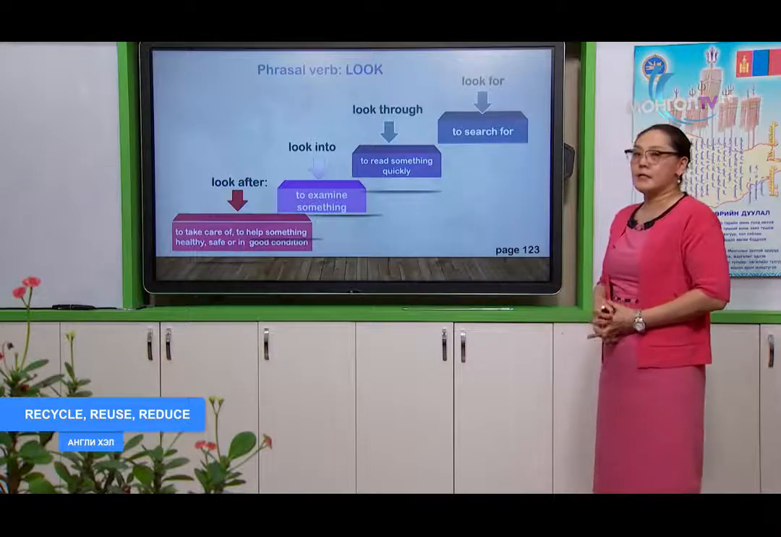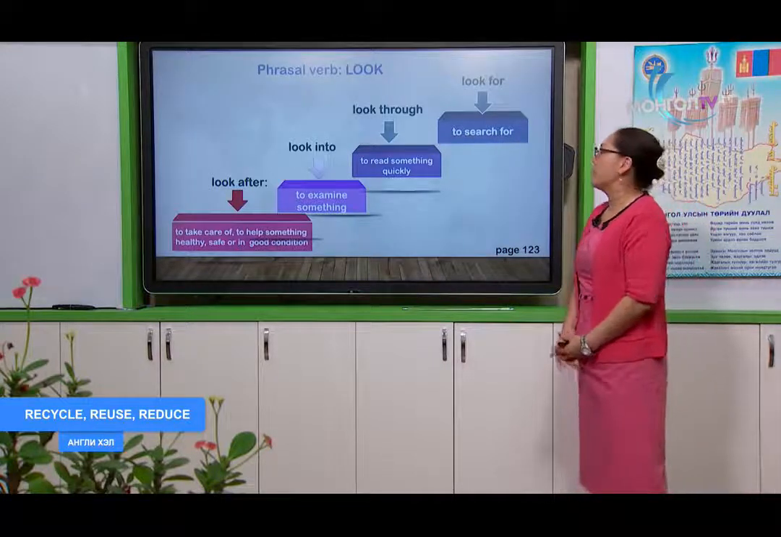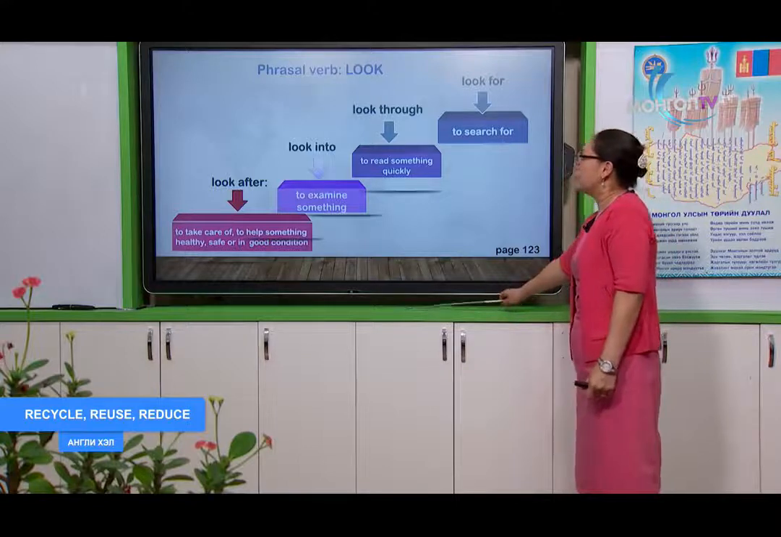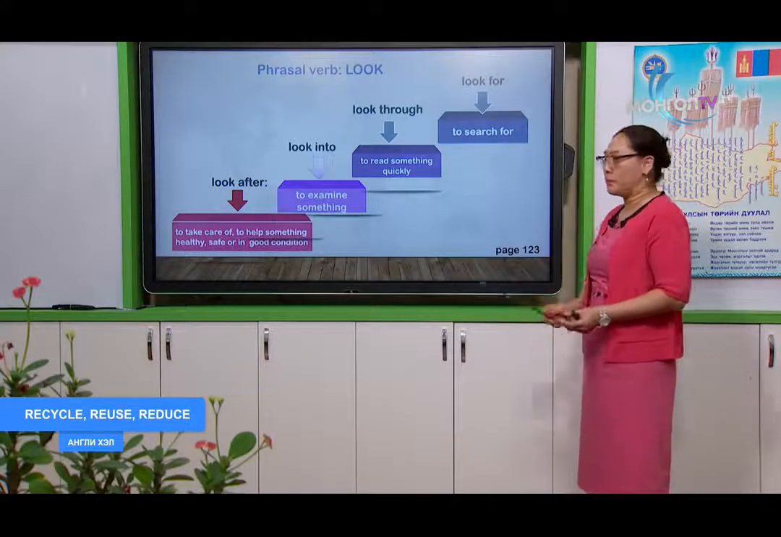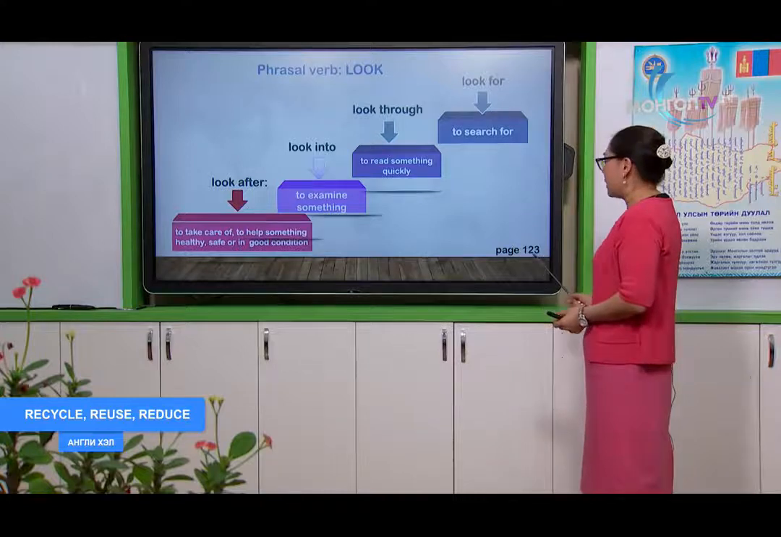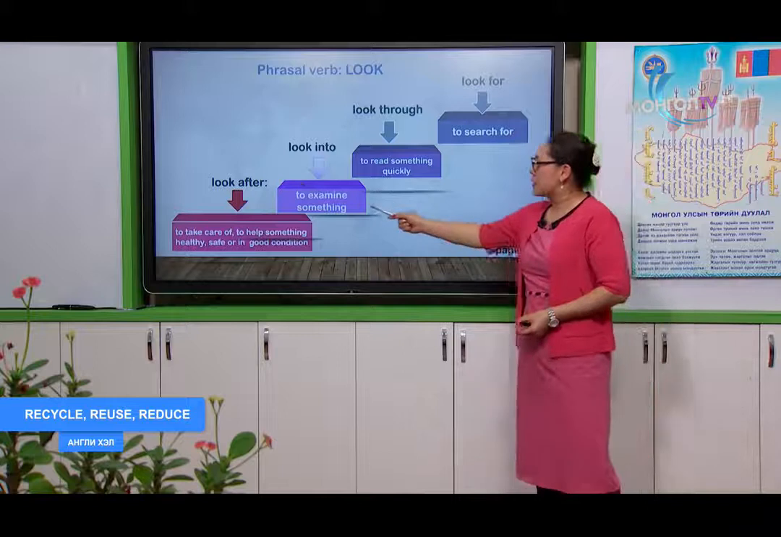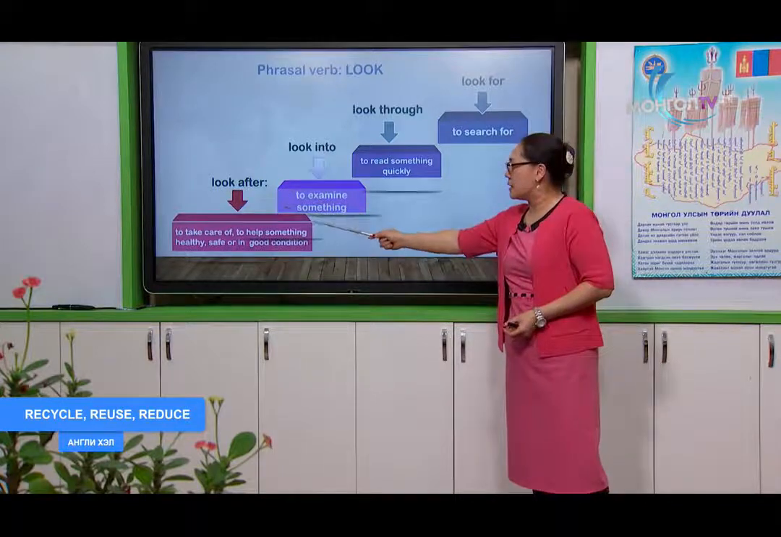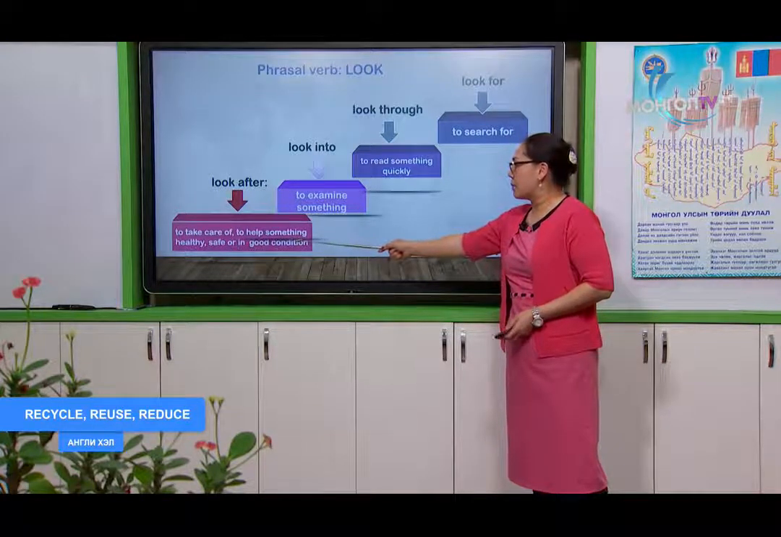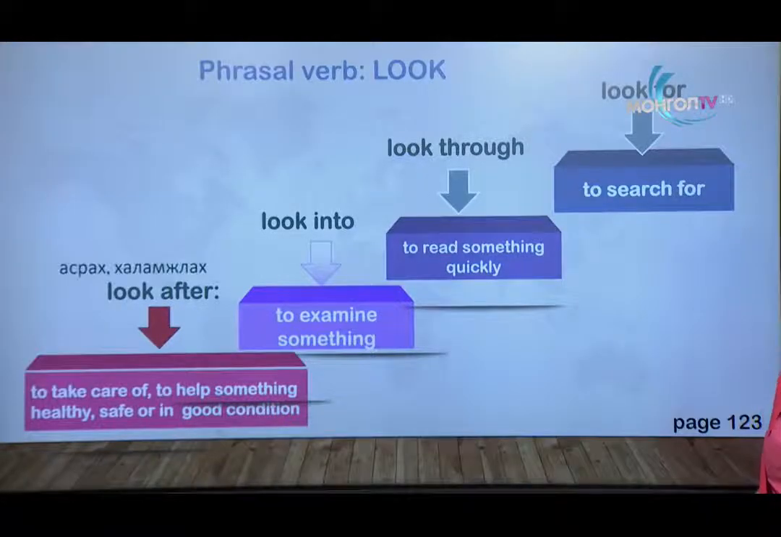Okay, next section. We are going to learn about phrasal verbs. Here, you can also open page number 123. So there are 4 phrasal verbs. First one is look after. It means take care, to keep something healthy or safe or in a good condition. It means the Mongolian kind of this.